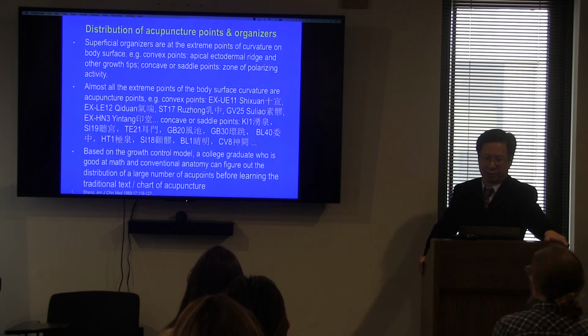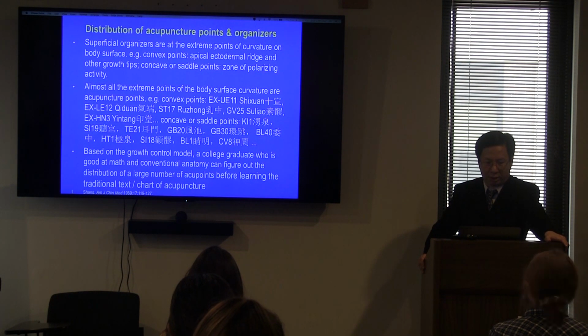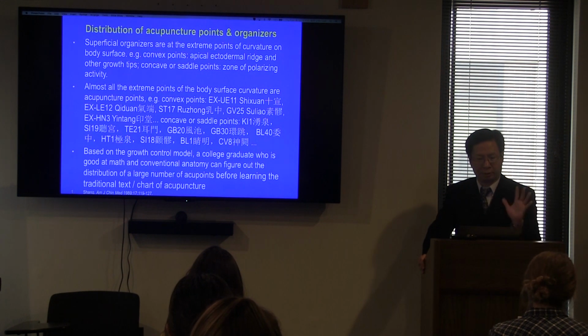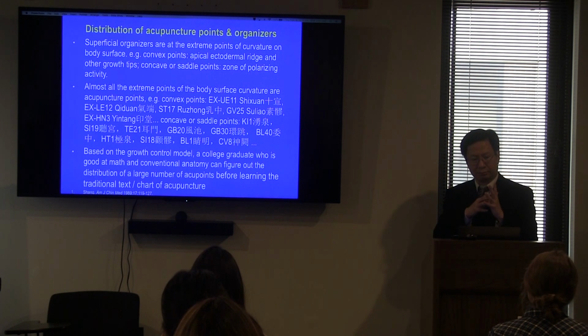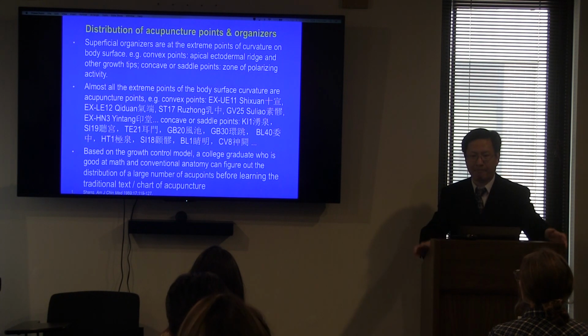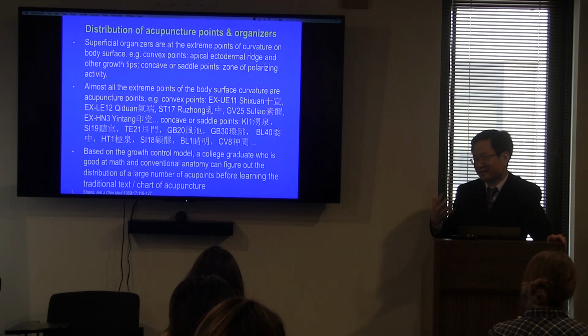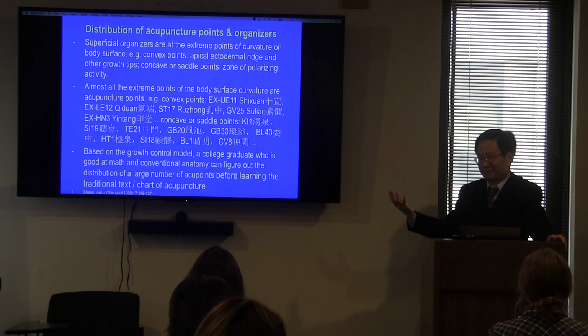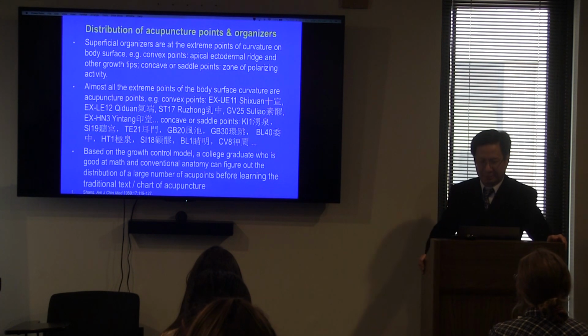And this also readily explains the distribution of a lot of acupuncture points. We know organizers tend to be at the extreme points of surface curvature on the body, like the fingertips. You should expect organizers to be at the fingertips, or the concave or saddle points between the fingers, the armpit, the tip of the nose. Those should be the expected locations of organizers, and those are exactly the locations of acupuncture points as well. So just by examining your body, you can instantly recognize the distribution of dozens of acupuncture points without learning any traditional text at all.